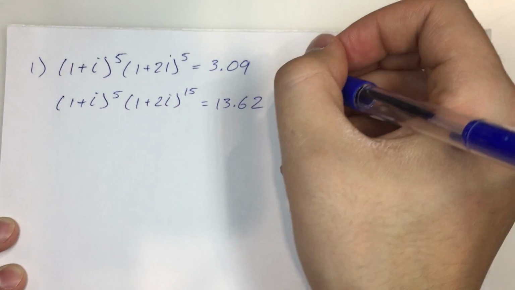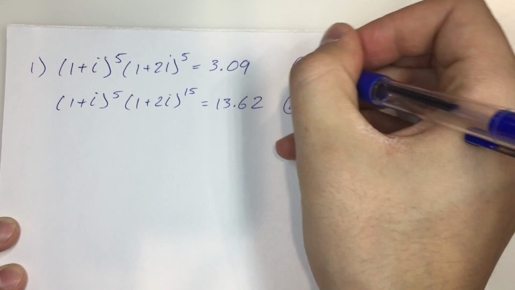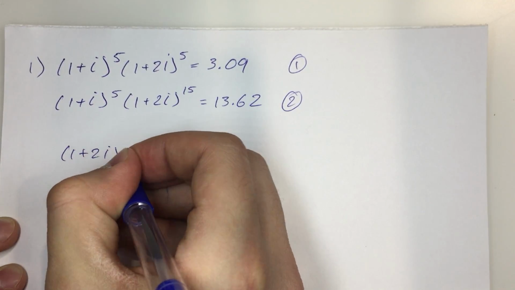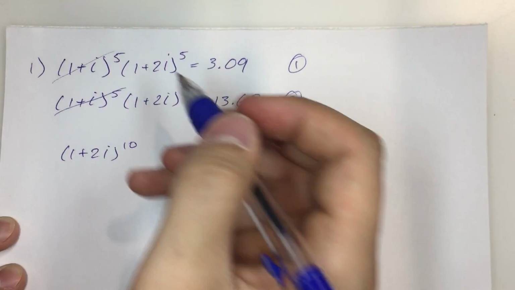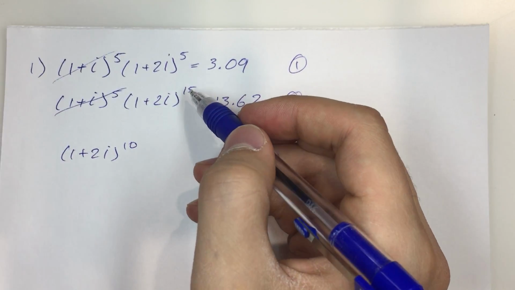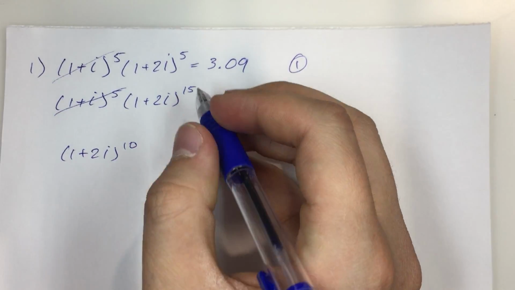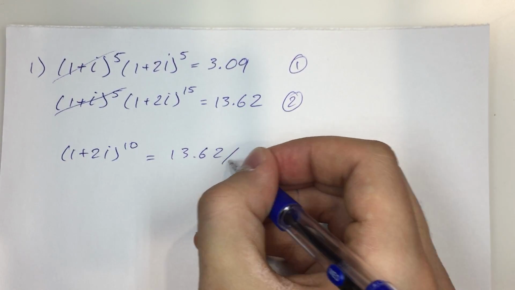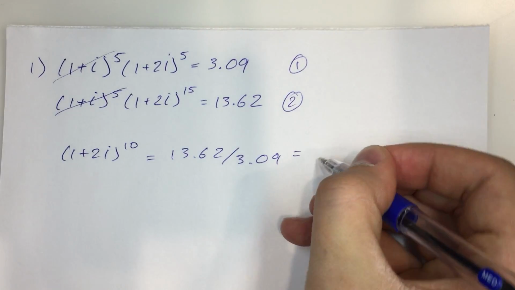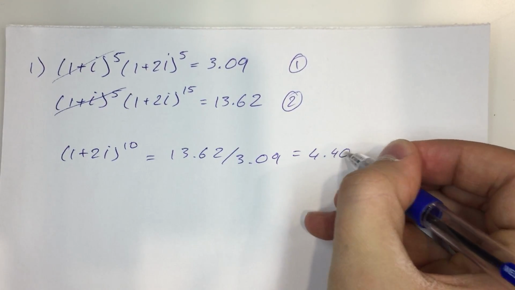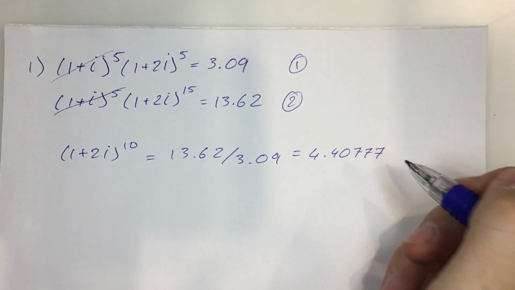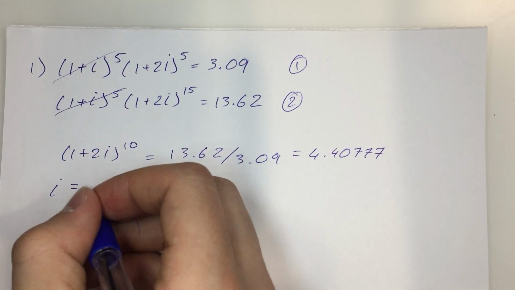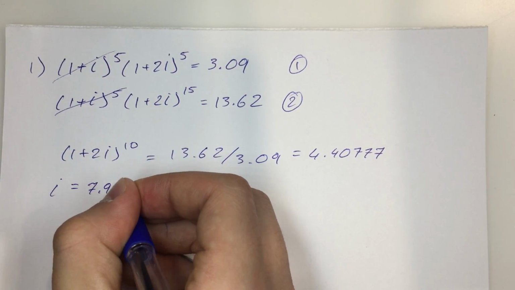By dividing equation number 2 by equation number 1, you should be left with (1 plus 2I) to the power of 10, because these would essentially cancel each other out, and so 15 minus 5 gives you 10. And that should equal 13.62 divided by 3.09, which equals 4.40777. Now simply by solving for I, you should get that I equals close to 8% here.